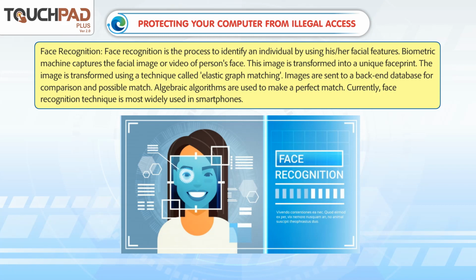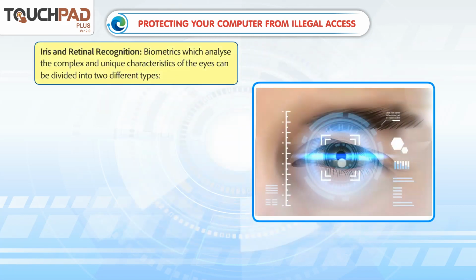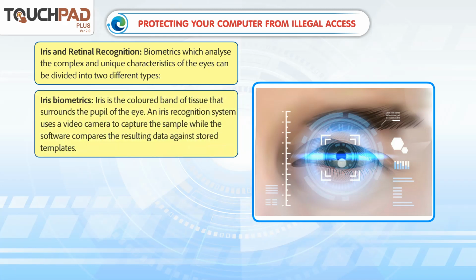Currently, the face recognition technique is most widely used in smartphones. 2. Iris and retinal recognition. Biometrics which analyze the complex and unique characteristics of the eyes can be divided into two different types. Iris biometrics. Iris is the colored band of tissue that surrounds the pupil of the eye.